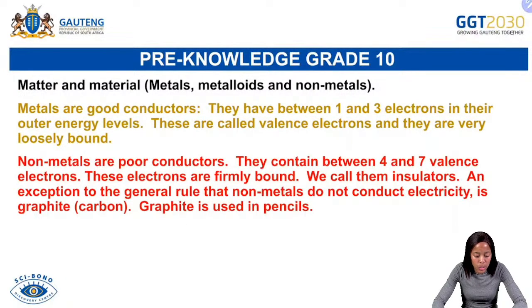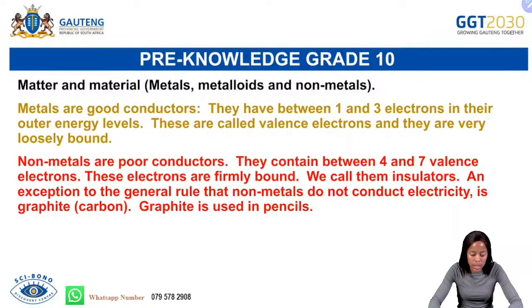Now again, you also learned about matter and material. That is your metals, your metalloids, and your non-metals. So you know that your metals are on the left-hand side of the periodic table. Then you have the metalloids that are in between the metals and the non-metals. Then on the right-hand side of the periodic table, that is where you have your non-metals.